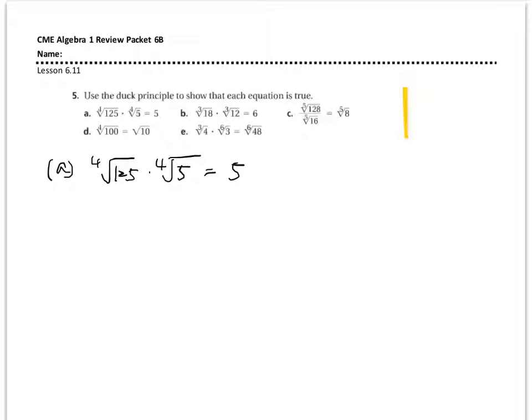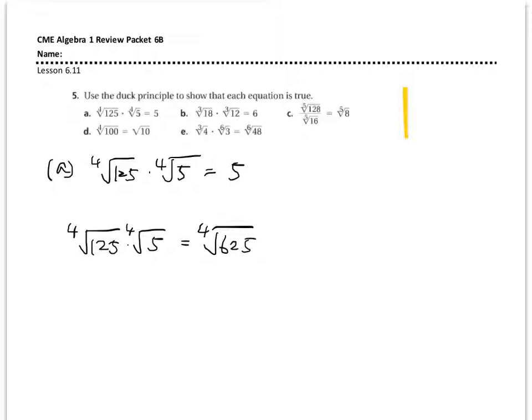And how, right? So the duck principle means if it walks like a duck and quacks like a duck, then it is a duck. So these two look the same, so we can use the principle. For example, if you have the square root of 125 and the square root of 5, we know that it's the square root of 625. If it's a fourth root, it works the same.